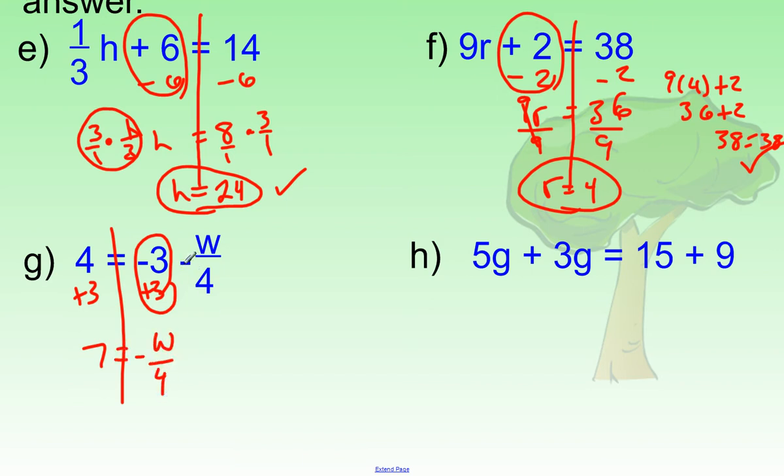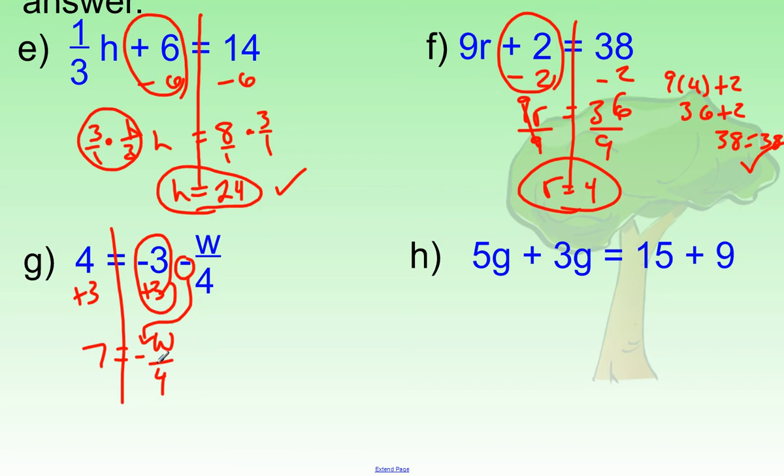Now, this might have caused some people a problem, this extra negative here. I see a lot of students who forget about that negative, who as soon as they get rid of this minus 3, they think, oh, this guy disappears along with it. That's not true. If it was a plus sign, yeah, kind of. It doesn't really disappear, we just don't write it. But if it's a negative sign, you have to keep it. It is still a negative w over 4, or a negative 4.